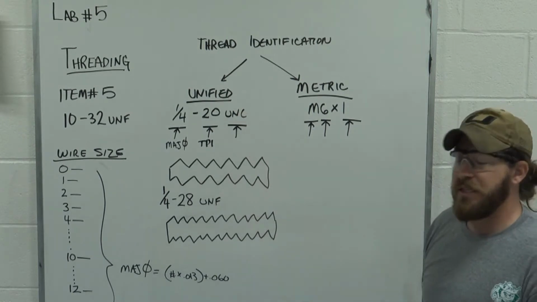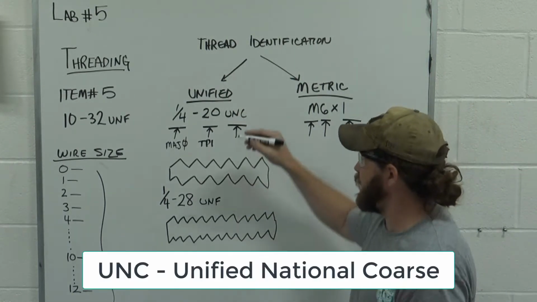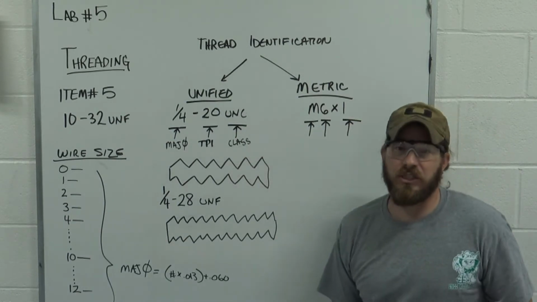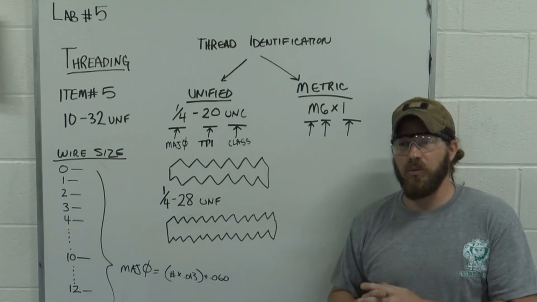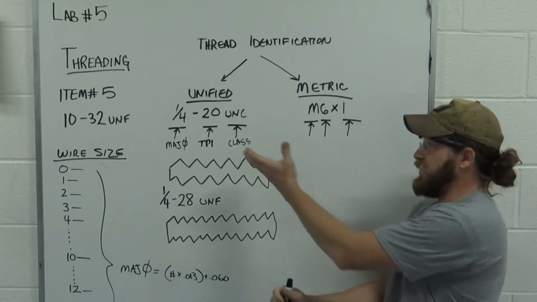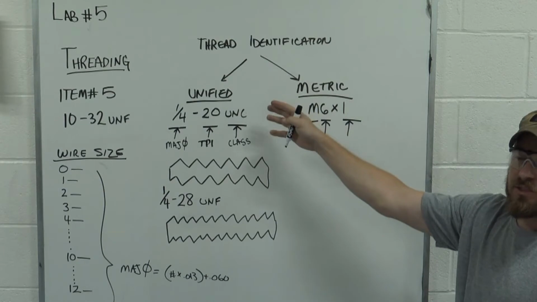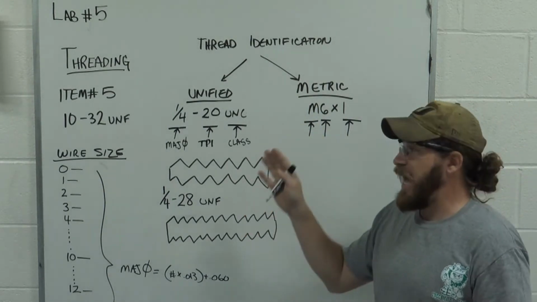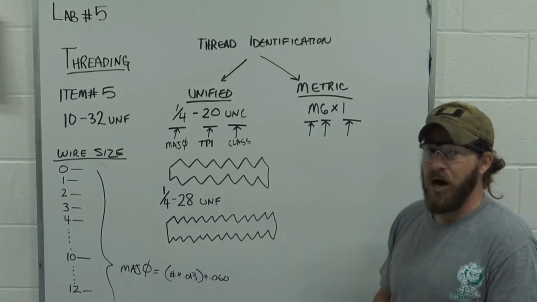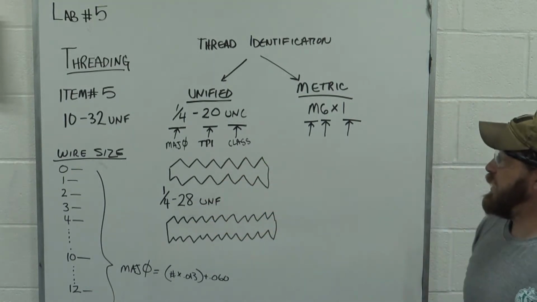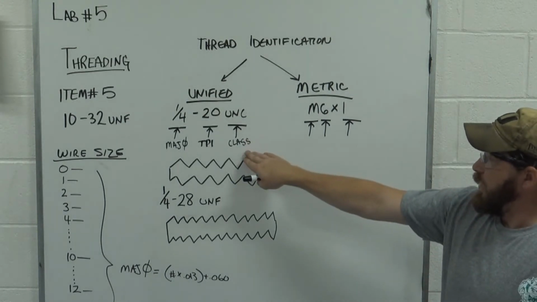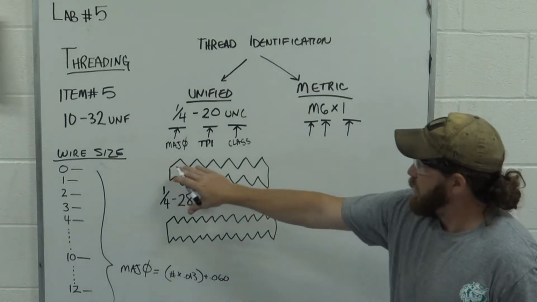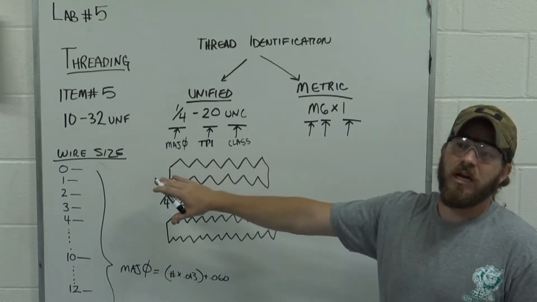This last thing, UNC, just stands for unified course, which is just the classification that the bolt is tolerance to. All right, so all of these threads have been classified, and they have to fall inside a certain box, if you will. UNC was unified course. So this is just an example of what it may look like, right?